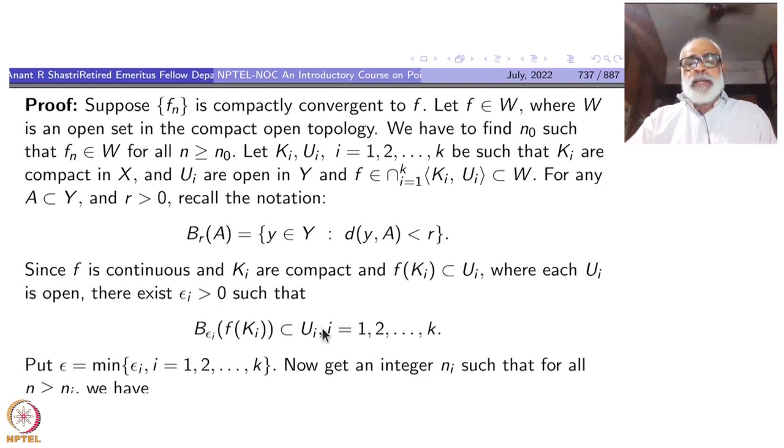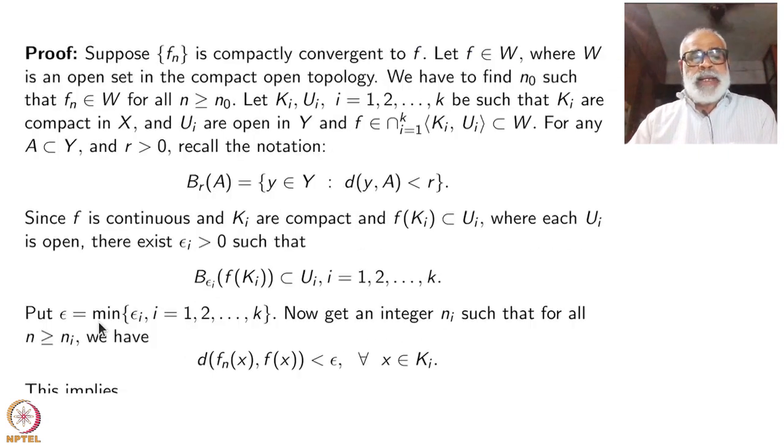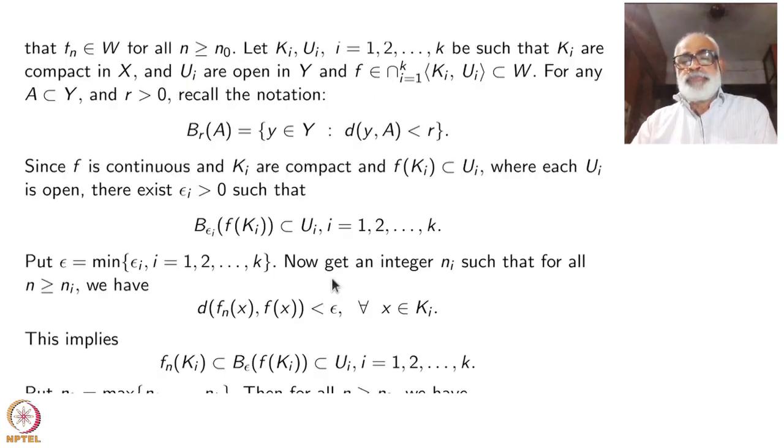All that you have to do is take the distance between f(Ki), which is compact, and the complement of Ui, which is closed. That is a positive number. So take any epsilon_i smaller than that, this will do. If you have done it for all i from 1 to k, you can take epsilon to be the minimum of them. Once you have an epsilon, you get an integer n_i such that for all n bigger than n_i, the distance between fn(x) and f(x) is less than epsilon for every x inside Ki. This is the compact convergence of the sequence fn to f.